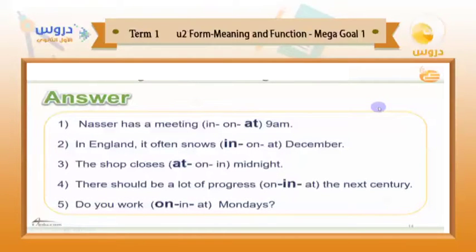Any difficulty you might face, this is the right answer. Number 1, Nasser has a meeting at 9 a.m. In England, it often snows in December. The shop closes at midnight, and there should be a lot of progress in the next century. Do you work on Mondays? So at, in, at, in, on are the right answers in this exercise.